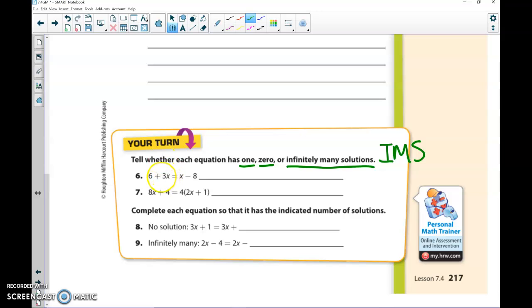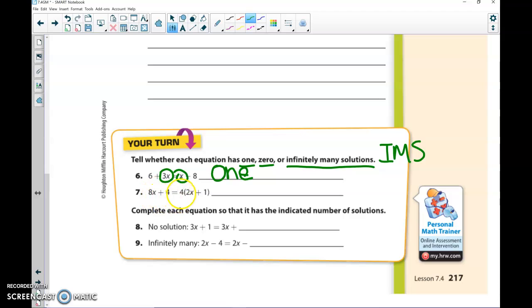So here, I can tell on number 6, I have a 3x and an x. Well, right away, I know that they're different. This is a 3x, this is a 1x. So they're not the same. So that's going to be a 1 solution. If I end up solving for it, it would end up giving me something like x equals 1 or 2 or 3 or 4.